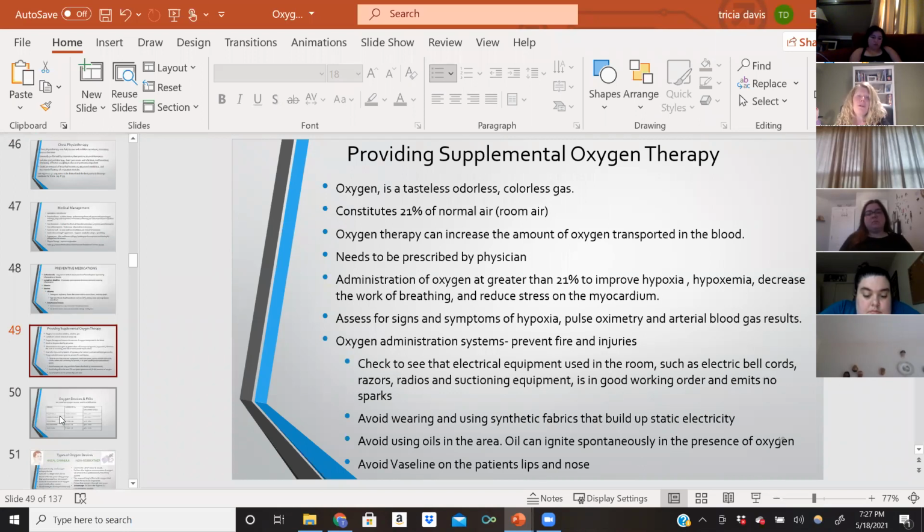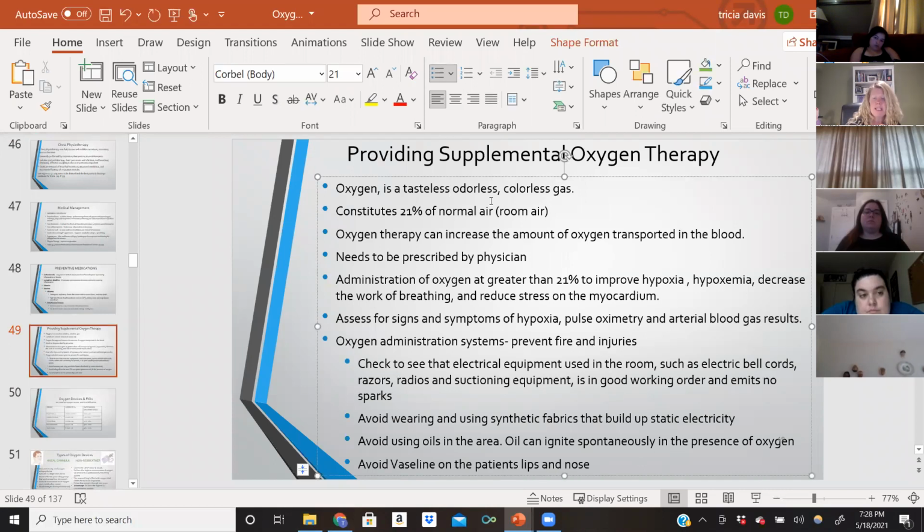And then we want to be able to provide supplemental oxygen therapy to help get them over the hump, keep everything oxygenated, all of our organs perfused properly until we can resolve their respiratory issue. So oxygen is a tasteless, odorless, colorless gas. Room air, what we're breathing now, is what we consider 21% oxygen. That's what we breathe every day with no supplementation.